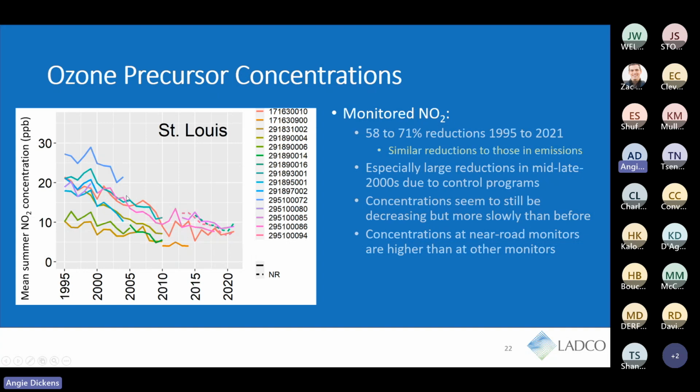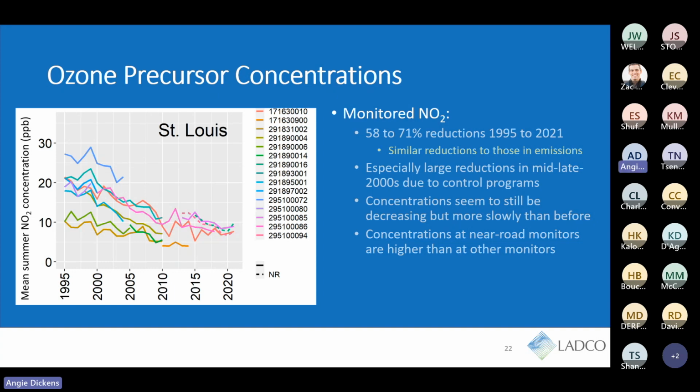Everything else is not a near-road monitor. And what we see generally is about 58 to 71% reductions in NO2 concentrations, annual average, actually summer NO2 averages from 1995 to 2021. These are really similar to the reductions we project in the emissions, which is great. It looks like our monitor concentrations are going pretty well at a large scale with our emissions reductions.